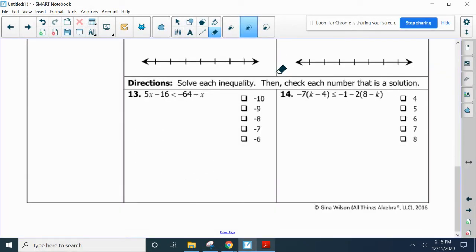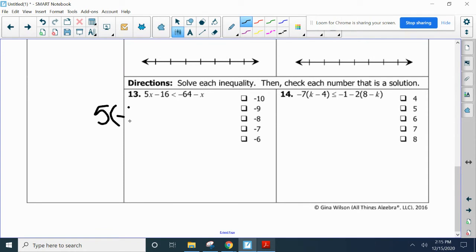So this is our other thing. I'm going to show you 2 possible ways to solve this. Your first option is to test all your solutions. So I'm going to do negative 10, and then I'm going to show you the other way. So negative 10, plug it in for x.